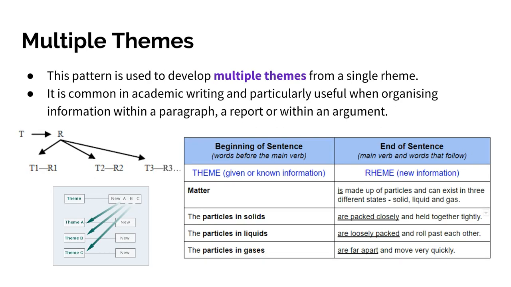There are different multiple themes. Here's one of them where you've got multiple themes stemming from a single rheme. So, for example, we're talking about matter, and it's made up of particles that can exist in 3 different states: solid, liquid, gases. So these different states become themes for following sentences. And it's typical in academic writing or report writing or text involving analysis. And that's thematic progression in a nutshell.